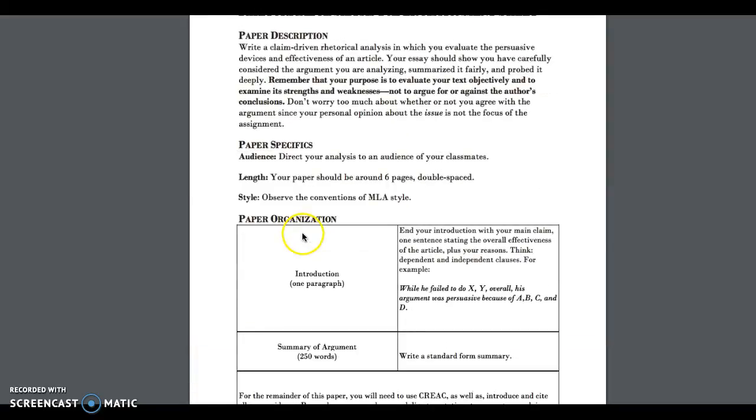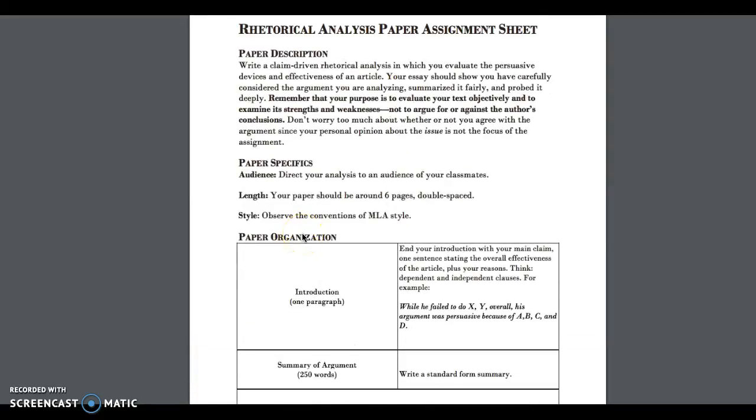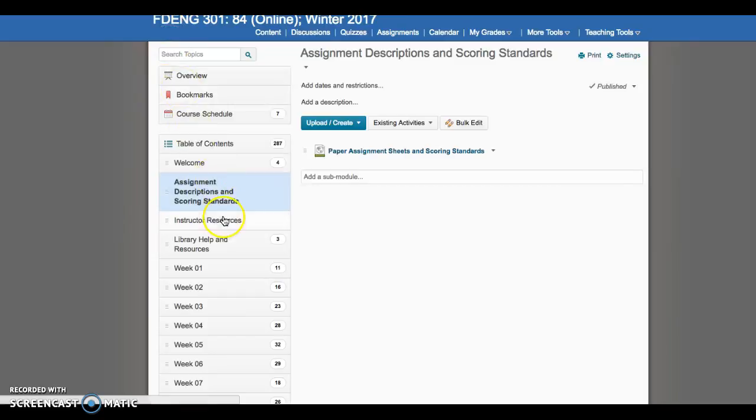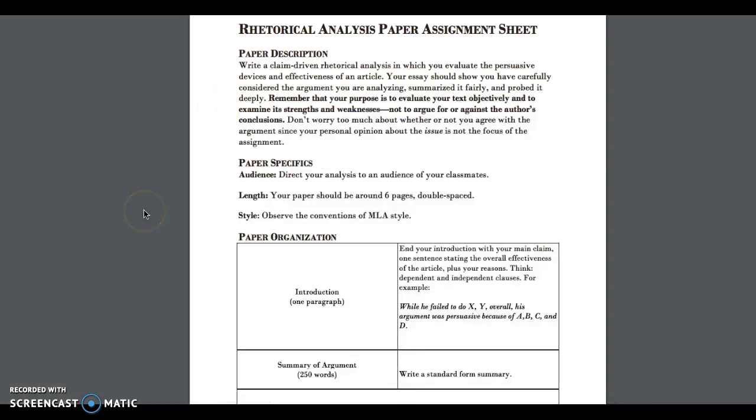Hello class. I wanted to take just a minute and go through what I look for when I grade the first essay, the rhetorical analysis paper. I am using the rubric and the assignment description sheet that can be found here under the Welcome tab in the course. So if you wanted to use those as a guide, I think that would help you effectively revise and put together your paper to submit on Tuesday.